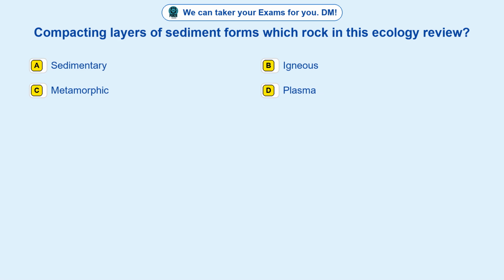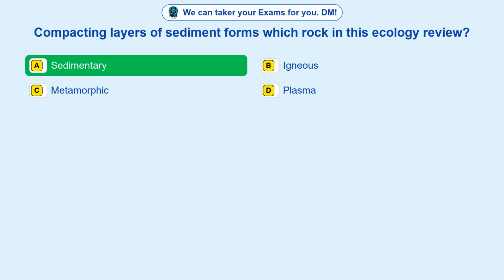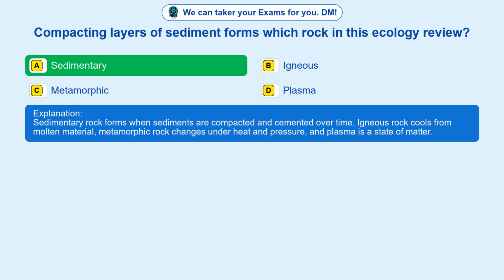Question 85. Compacting layers of sediment forms which rock in this ecology review? Option A, sedimentary. Option B, igneous. Option C, metamorphic. Option D, plasma. The correct answer is option A. Sedimentary. Sedimentary rock forms when sediments are compacted and cemented over time. Igneous rock cools from molten material, metamorphic rock changes under heat and pressure, and plasma is a state of matter.